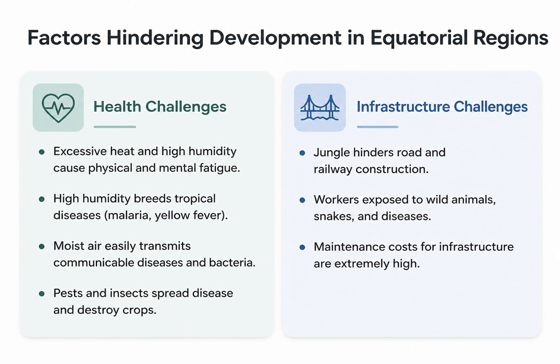The climate itself is a major hurdle. The relentless heat and humidity cause severe physical fatigue and create a perfect breeding ground for diseases like malaria and yellow fever. The moist air easily transmits bacteria. Building infrastructure is equally daunting. Carving roads and railways through dense jungle exposes workers to wild animals, venomous snakes, and tropical diseases. And even when a road is built, the aggressive jungle growth and torrential rains mean maintenance costs are astronomically high.